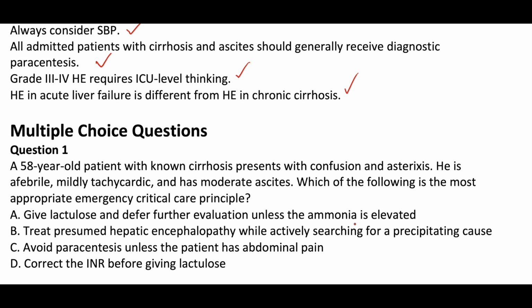A. Give lactulose and defer further evaluation unless the ammonia is elevated. B. Treat presumed hepatic encephalopathy while actively searching for the precipitating cause. C. Avoid paracentesis unless the patient has abdominal pain. Or D. Correct the INR before giving lactulose. Pause if you need to.